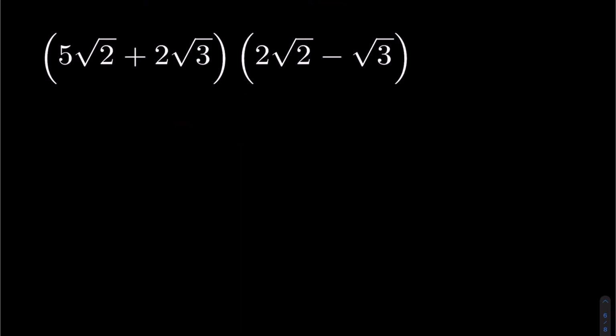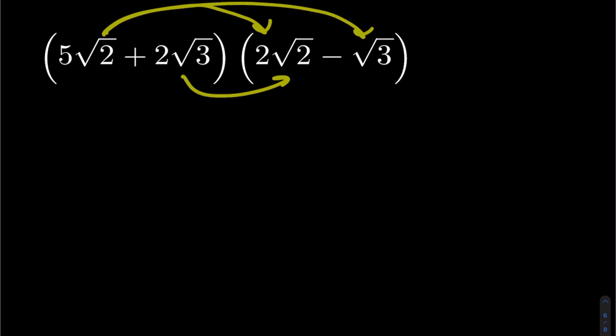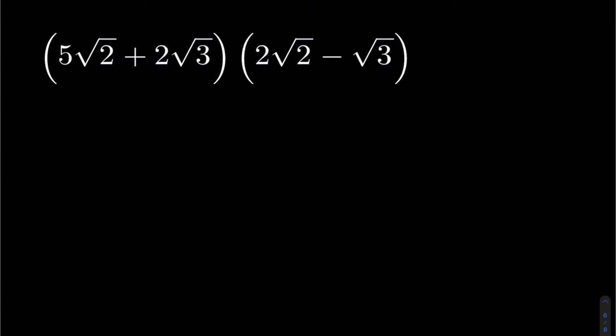So in the next example here, again, we want to expand and simplify this. Now we're multiplying two binomials, both of which involve radicals. When you're doing that, you want to go ahead and do your FOIL method. So we're going to multiply these together and multiply these together, expand that all out. So let's go ahead and do that.